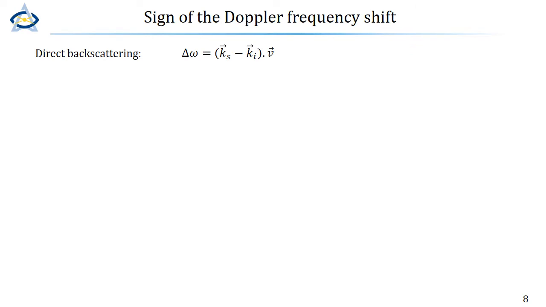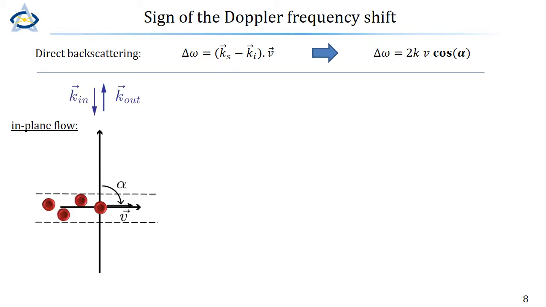Now, the novelty in this presentation is that there is a sign to the Doppler frequency shift. It can be either positive or negative. So, in the case of direct backscattering, the formula, which is like this originally, can be simplified like this. It's proportional to the wave vector and velocity, but mostly it's related to this angle here.